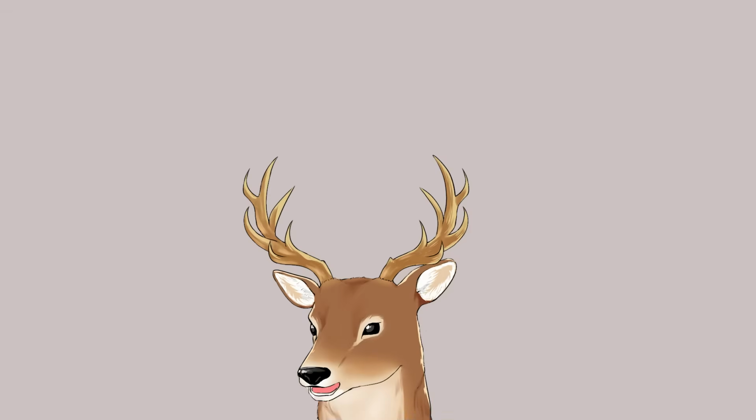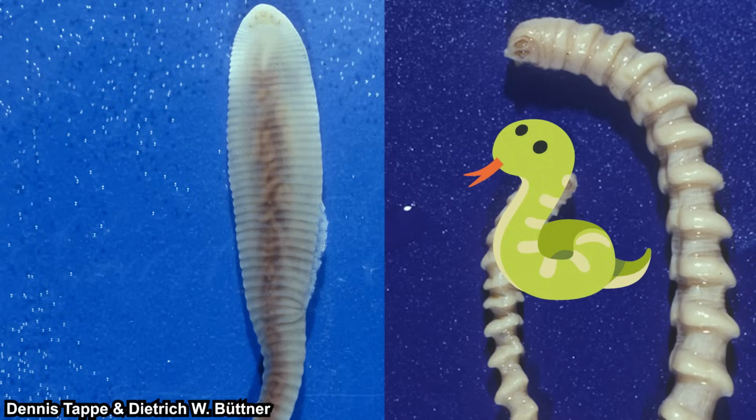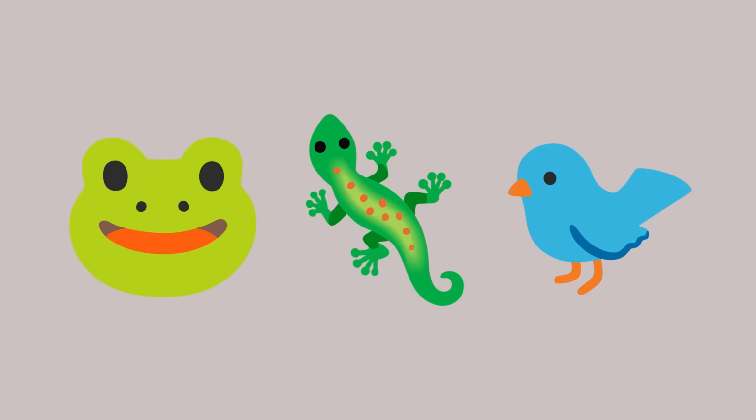Intuitively, different groups parasitize different hosts. For example, those with cylindrical body usually parasitize snakes, while those with flat body usually parasitize carnivorans, especially dogs. Some also parasitize other reptiles, amphibians, or even birds.